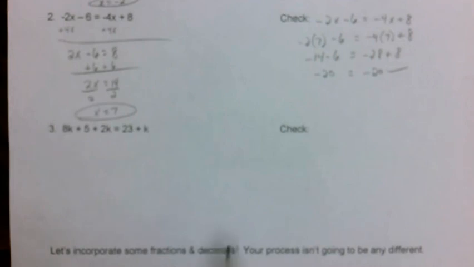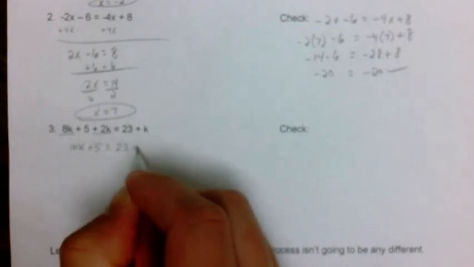Looking at example number 3, 8k plus 5 plus 2k equals 23 plus k. Before I start getting the variables on one side, notice that we do have variable terms on one side that we can combine. 8k plus 2k is 10k plus 5 equals 23 plus k, which is the same as 1k.